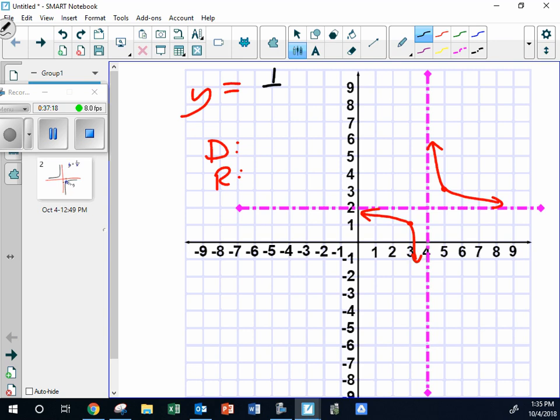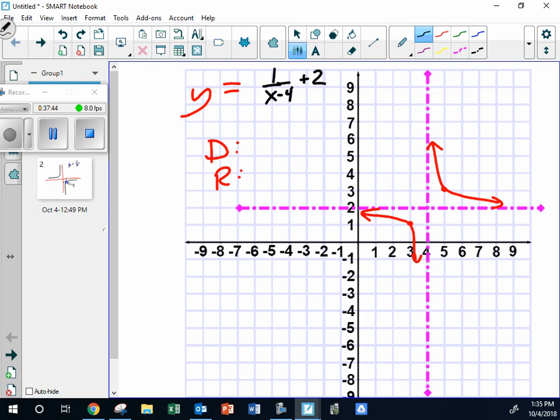Did you have 1 over x as kind of the base function here? Good. Then, did you get it moved right 4 by doing a minus 4 on the inside by the x? Okay. And then last, did you get that it moved up 2? So I'm going to do a plus 2 on the outside. Make sense to you? Okay.